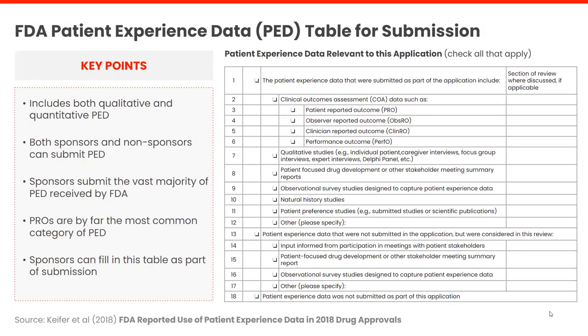You also see on this slide the table on the right, which is actually a table as part of the FDA application, where there is a very explicit description and categorization of patient experience data. And it includes the PRO part, of course, as part of COA, but it also includes qualitative studies and other aspects. And it also articulates, for example, that some data can be submitted not necessarily by the sponsor. Some other initiative can submit data to actually support a submission.